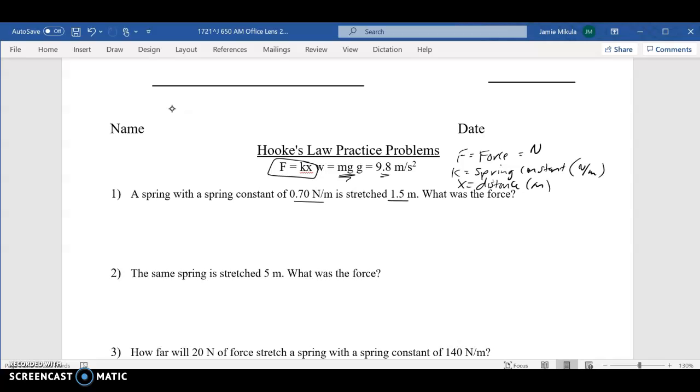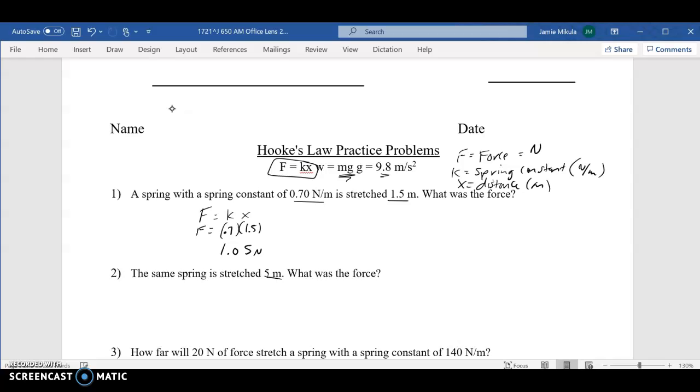meters and is stretched 1.5 meters. What is the force? So you're just going to say force equals Kx. Force equals 0.7 times 1.5. And that is 1.05. And that's newtons because it's force.